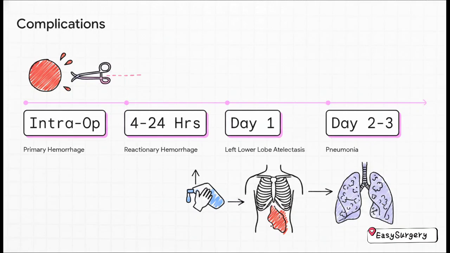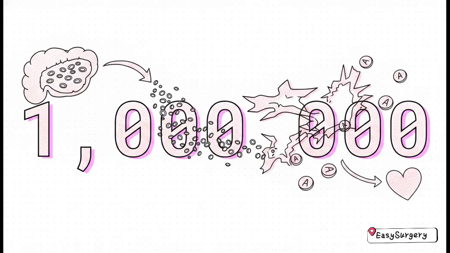Left lower lobe atelectasis, which is basically the collapse of the alveoli, is literally the most common complication overall following a splenectomy. Because the surgery happens right under that left diaphragm, it hurts to breathe. Patients take shallow breaths, and that left lung base just collapses. If you don't aggressively jump on that with chest physiotherapy right away, by day 2 or 3, it's going to evolve straight into pneumonia.